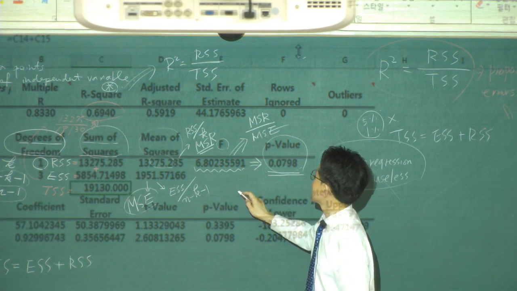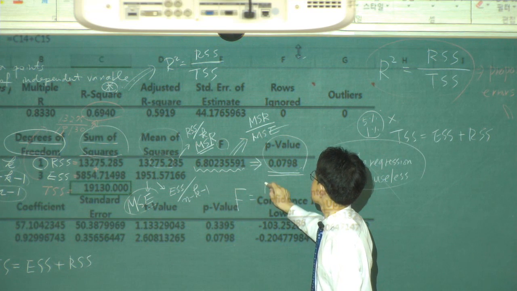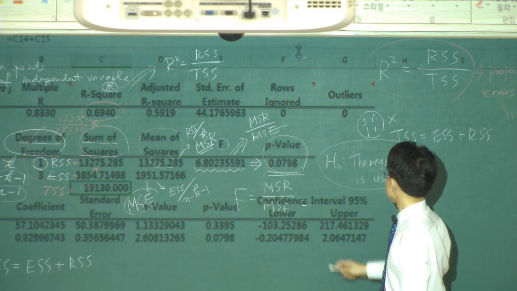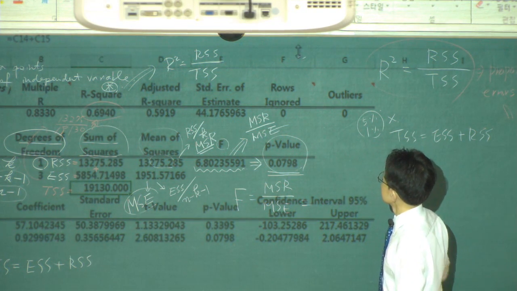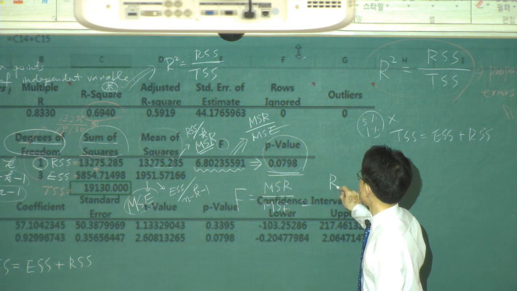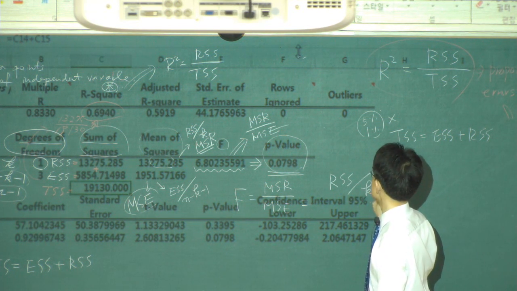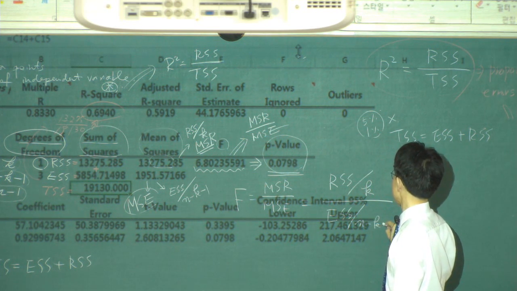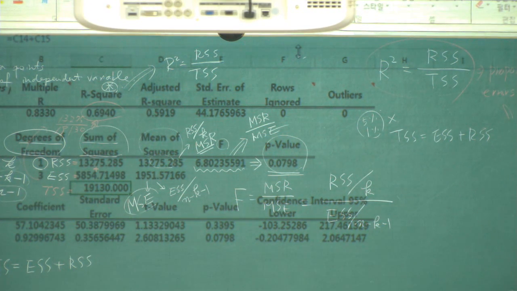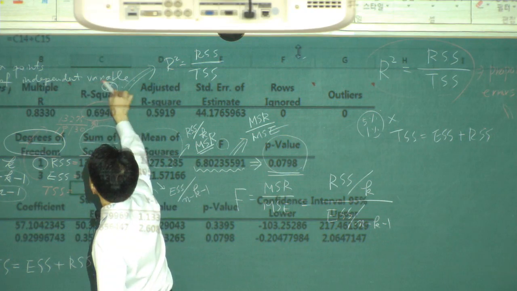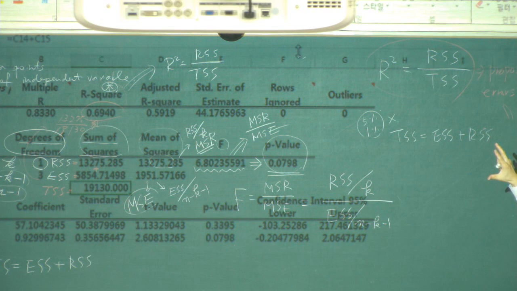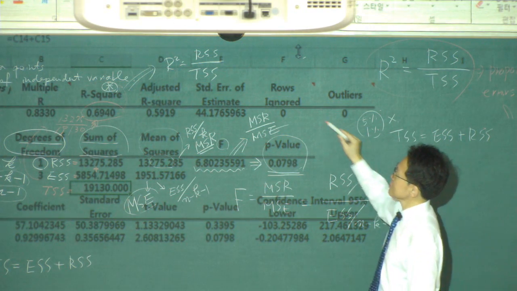On the other hand, the F statistic. What is the F statistic? The F statistic is MSR divided by MSE, which is RSS divided by its degrees of freedom, and ESS divided by n minus k minus 1. So you see, we said that R square as well as the F statistic say something about the validity of the regression line as a whole. But as you can see, the measures are slightly different.